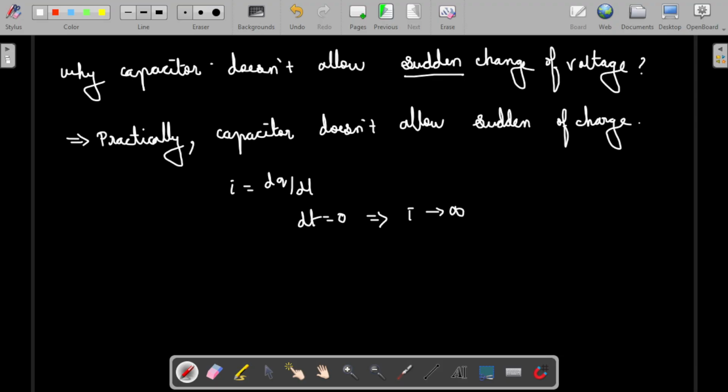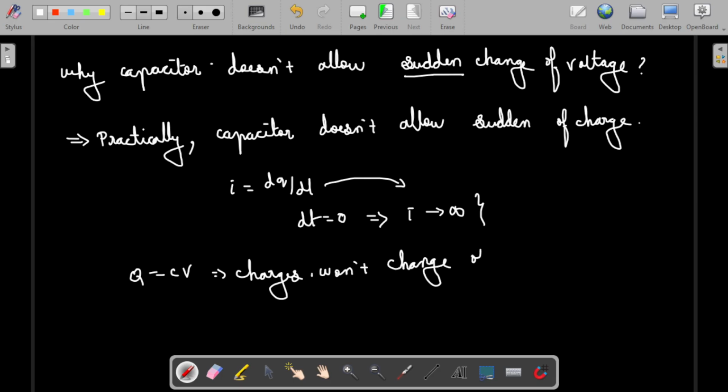But this is not possible, right? I cannot go to infinity suddenly. The current can't be infinity; it will be some defined quantity only. So that is why this is not possible. But Q is equal to CV, we know this formula. So we say the capacitor does not allow sudden change of voltage across it. The voltage across a capacitor may change suddenly in some cases, but the charges cannot. The voltage can change suddenly, but the charges won't change suddenly.